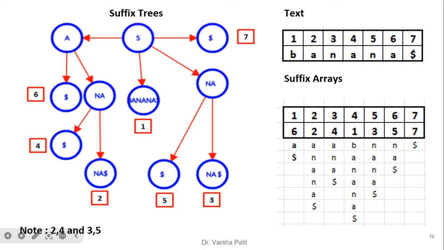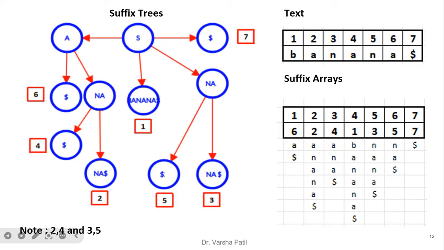Next is the suffix tree, and here we are arranged in ascending order. Only here you just make a note that it should be 2, 4 and it should be 3, 5, because when we compare NA dollar and NA dollar, the order of NA dollar should be first and then NA dollar, and here also the order of NA dollar and NA dollar. So just make the change that here first it is 2, then 4, and here it is 3 and 5. So we can take this.